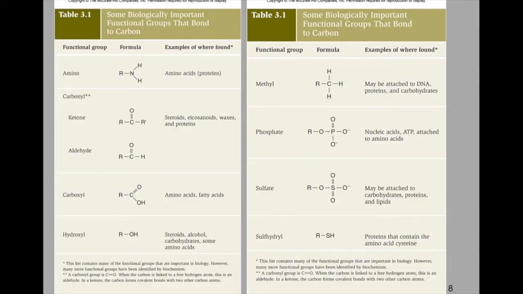So here we have some different types of functional groups. You can see on the left we have an amino, a carbonyl, carboxyl, hydroxyl. These are the different functional groups that are found bound to carbon. So we can have a carbon structure, and you can see in amino acids there's an R group bound to an NH2. And the NH2 is an amine group. So that's referred to as an amino. That's why they're called amino acids.